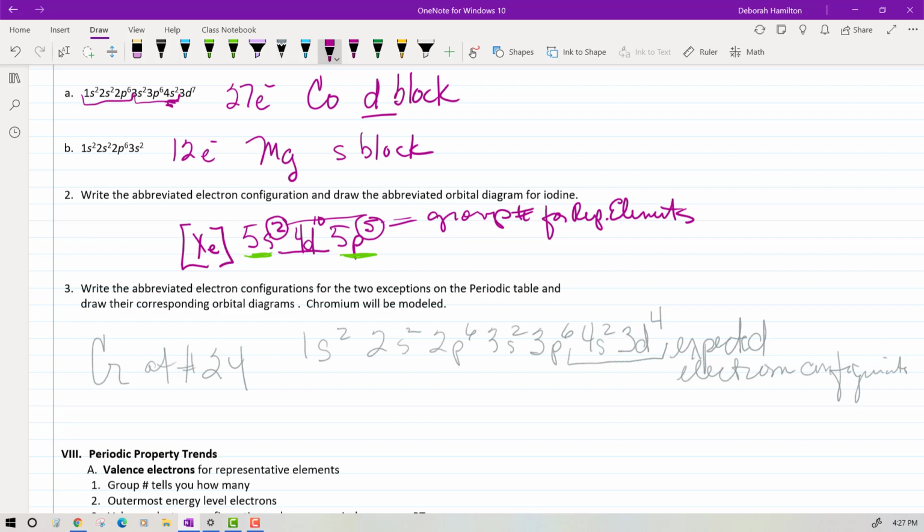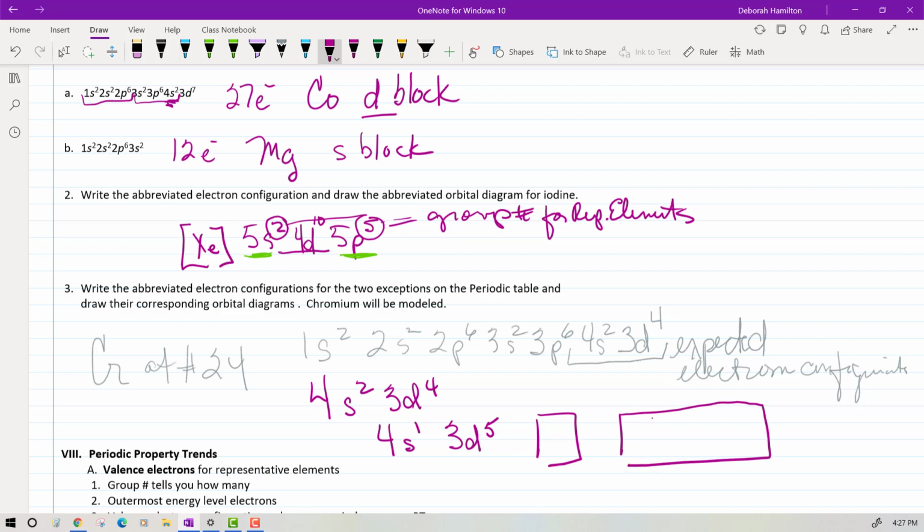What really happens here with this last 2, and I'm going to do it in a different color and move over. Instead of it doing this, it does this. And I'll do the orbital boxes as well. So it does this, only one, and then 1, 1, 1, 1, 1. Why does it do it like that? Because this arrangement is very stable. Half-filled sublevels are stable.